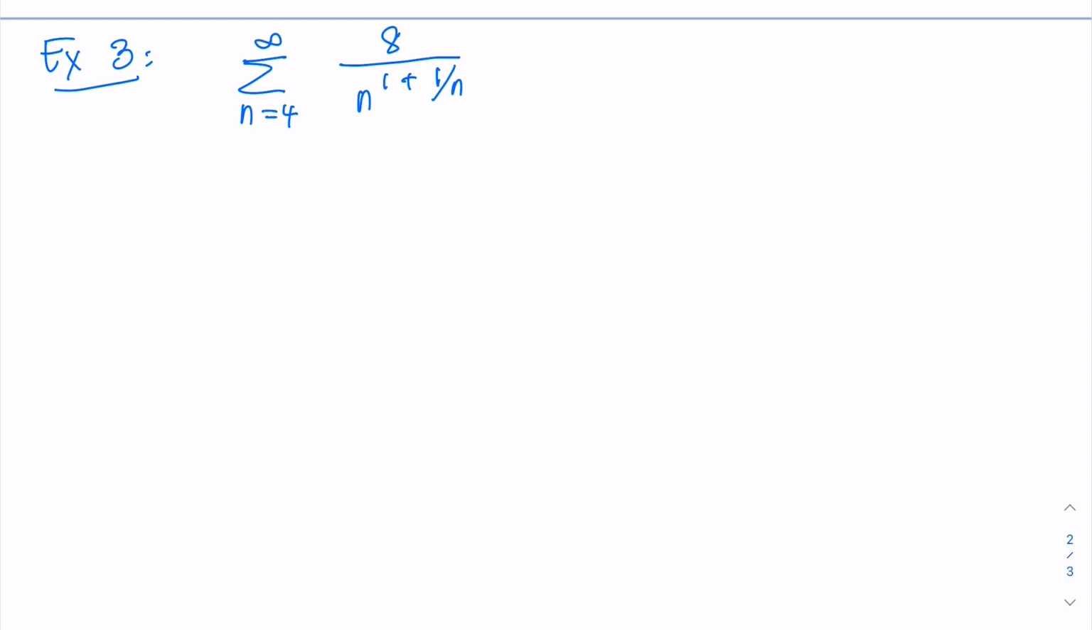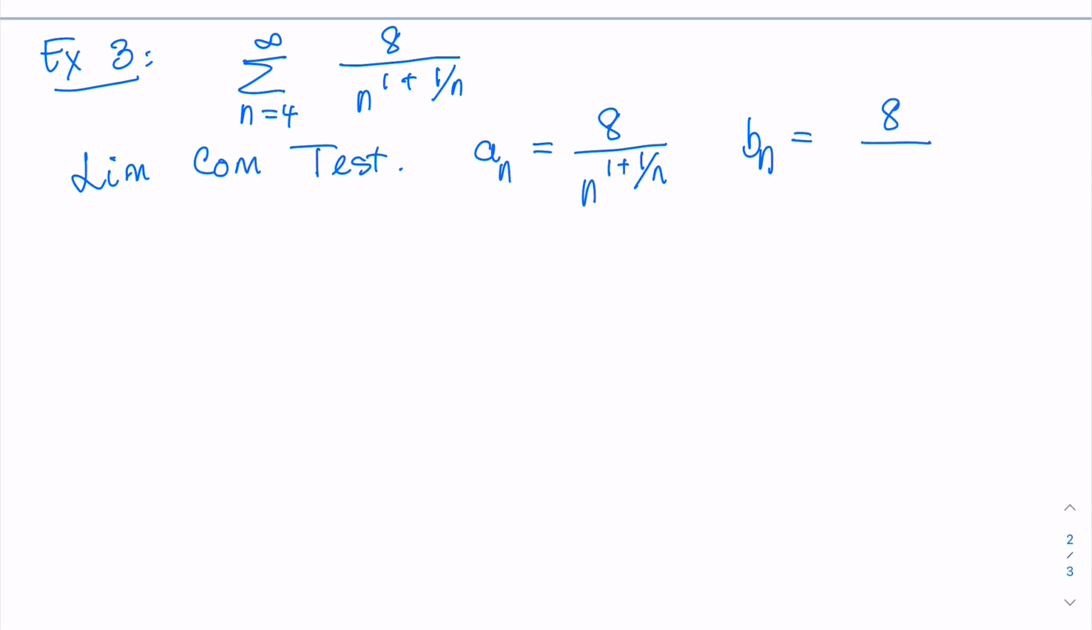To determine whether the series converges or diverges, for this particular series, I want to use the limit comparison test. So if I want to use the limit comparison test, I need to come up with the series that we want to compare with our original. So our original is going to be a sub n, 8 over n to the first power plus 1 over n. B sub n is going to be 8 over n. So we have to take the limit as n approaches infinity of a sub n over b sub n.